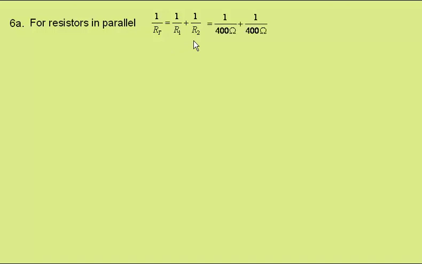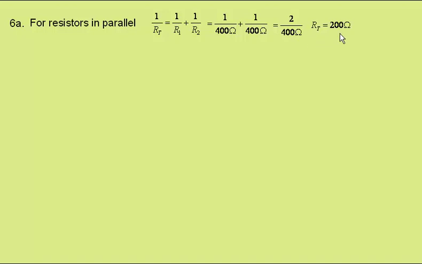In question 6a, we have two 400 ohm resistors in parallel that are then in series with one 25 ohm resistor, and we need to calculate the total resistance. Well, for the resistors in parallel, we can use this formula, and both resistor 1 and resistor 2 are 400 ohms, so we can write this, which comes out at 2 over 400 ohms, not forgetting to invert.